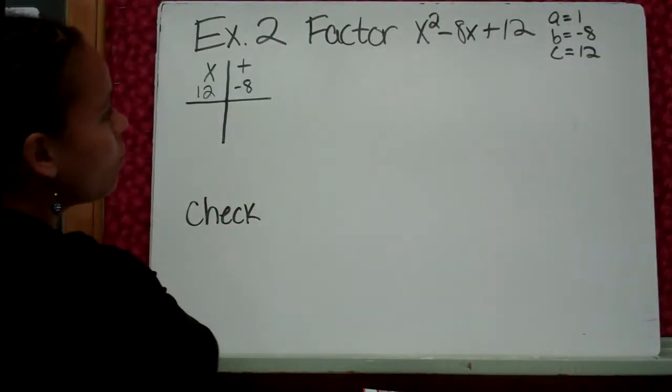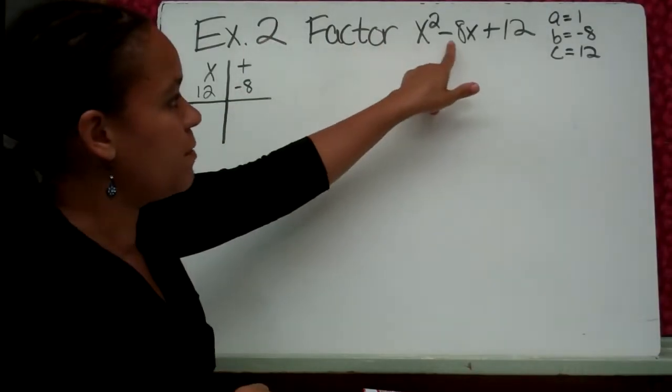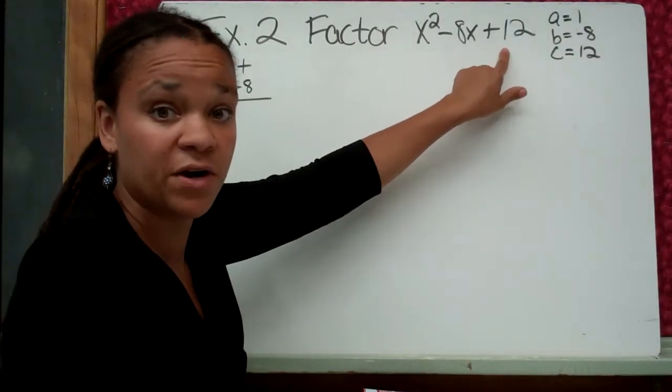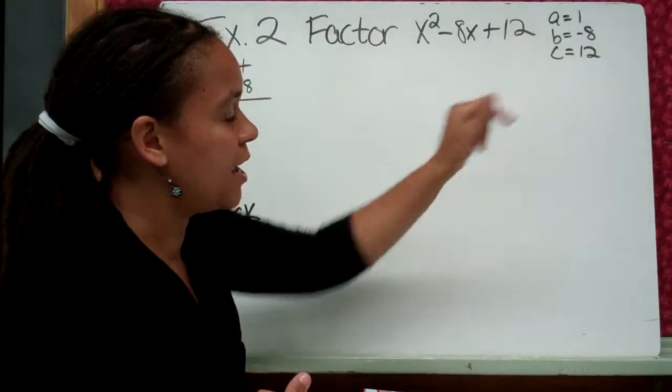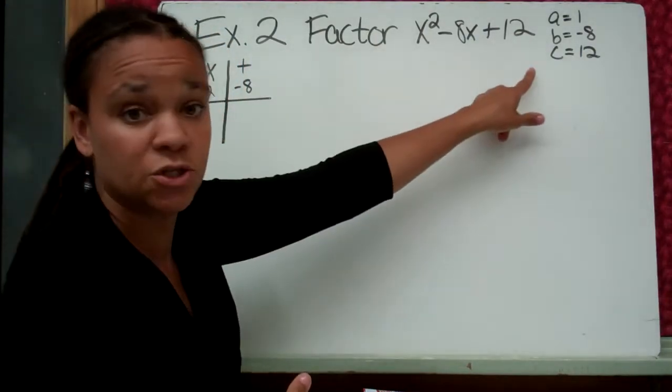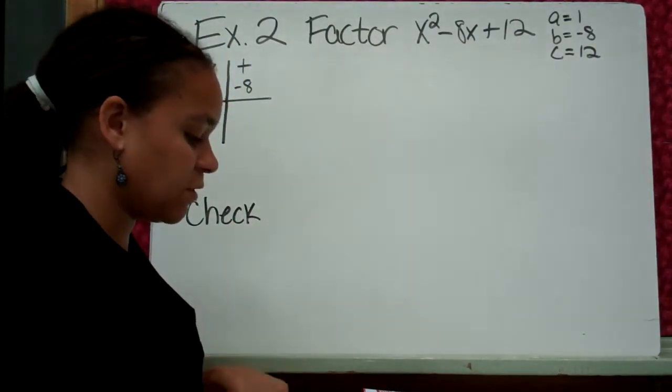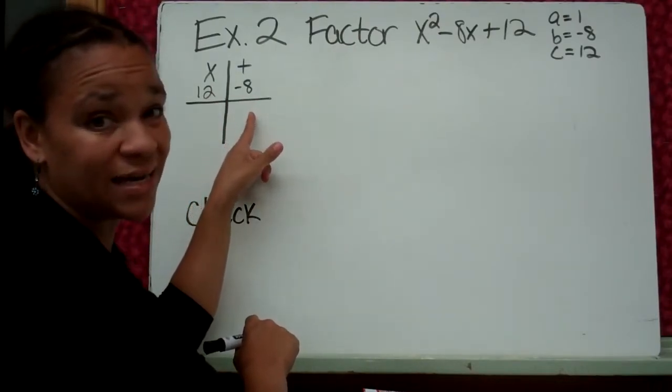Example 2, we want to factor x squared minus 8x plus 12. I've already labeled what A, B, and C are. A is 1, B is negative 8, C is 12. And now we want to factor. So find numbers that multiply to 12 and add to negative 8.